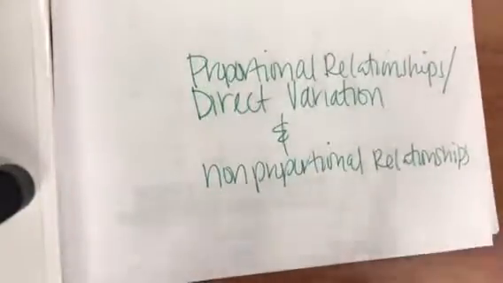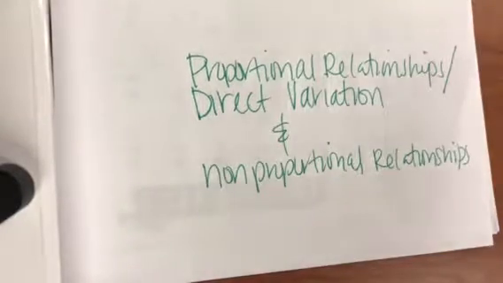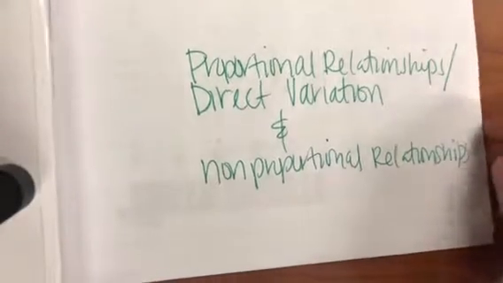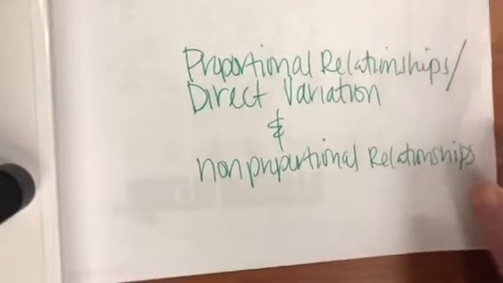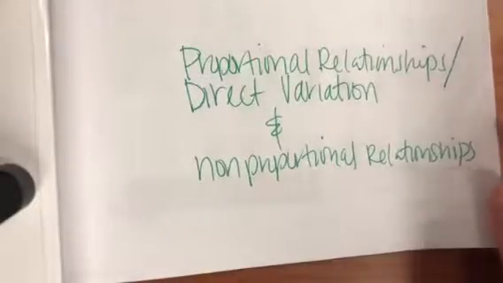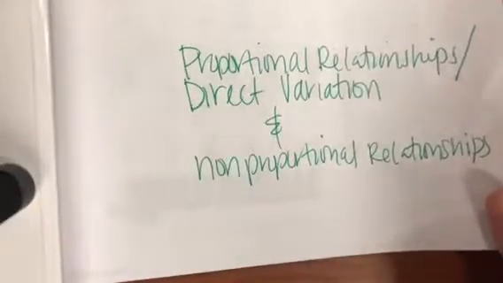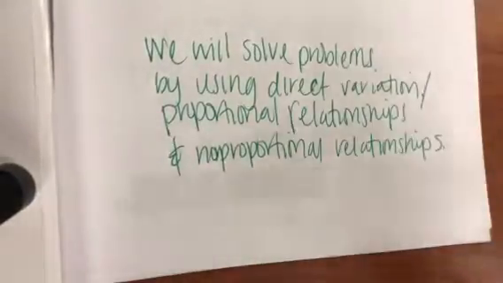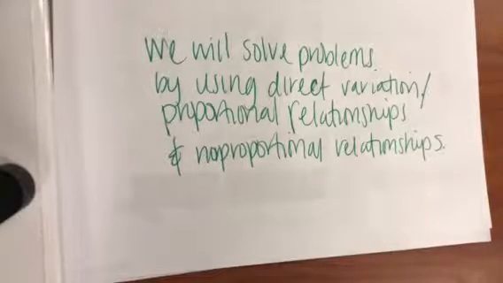So today we're talking about proportional relationships, which are a direct variation, and non-proportional relationships. Direct variation. That's a new word. It's a fancy word for something that varies proportionally. I feel so mature. Me too. Let's move on. We will solve problems by using direct variation, proportional relationships and non-proportional relationships.